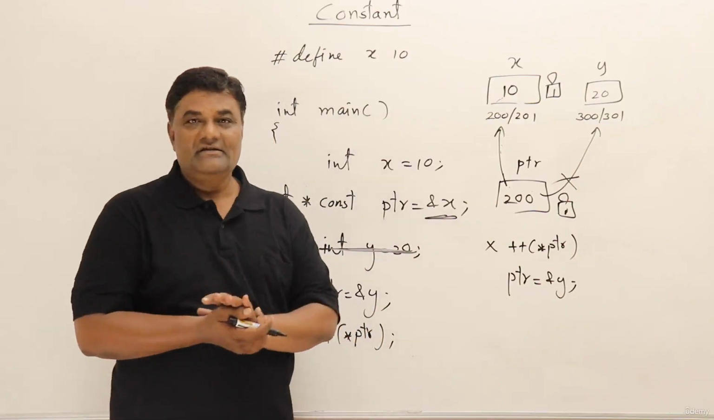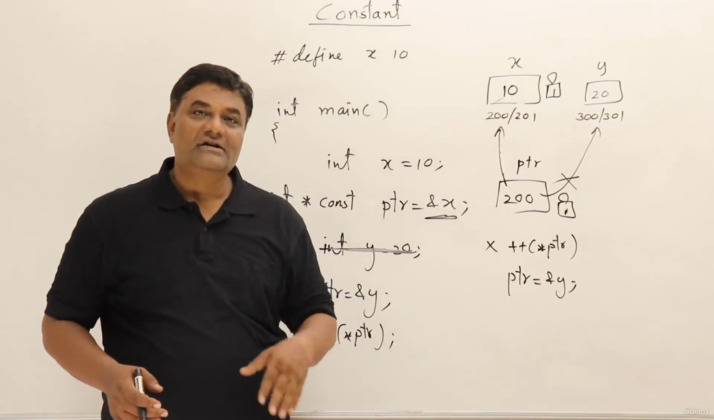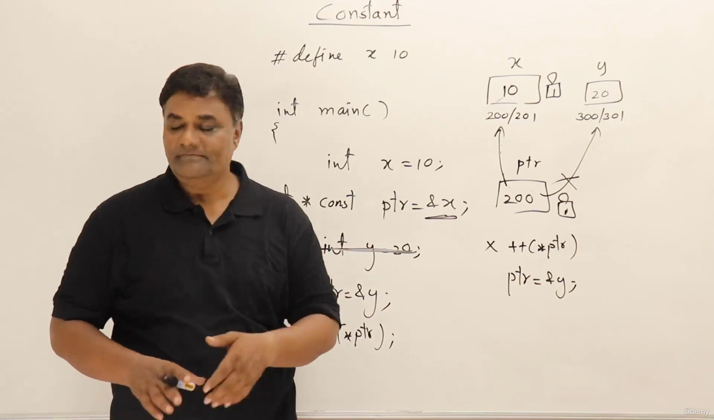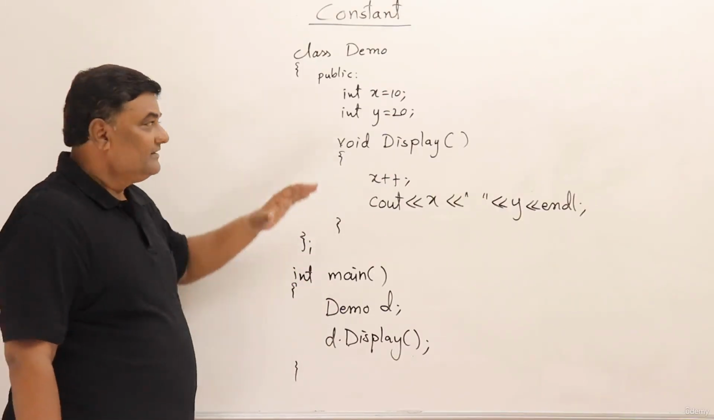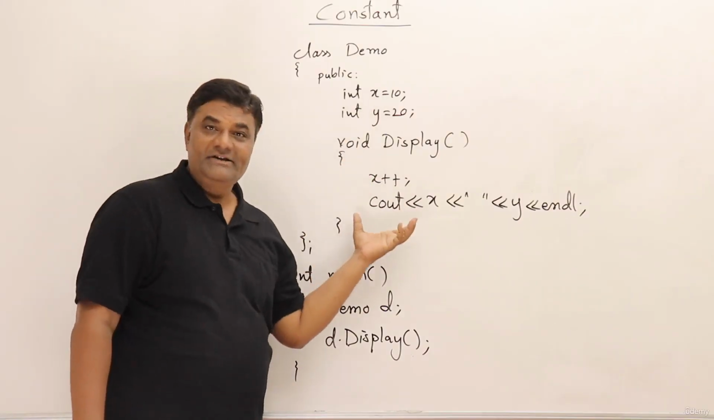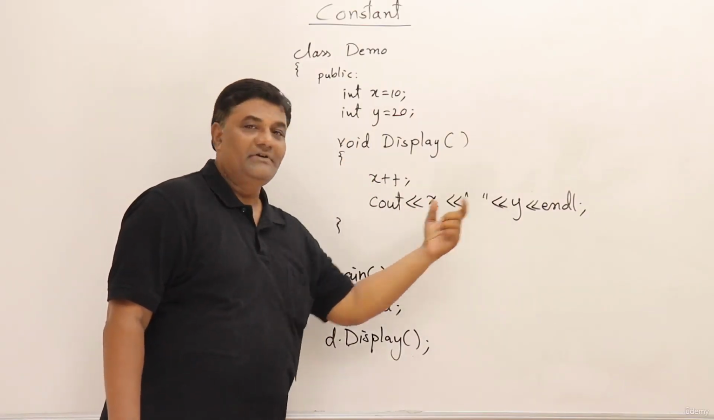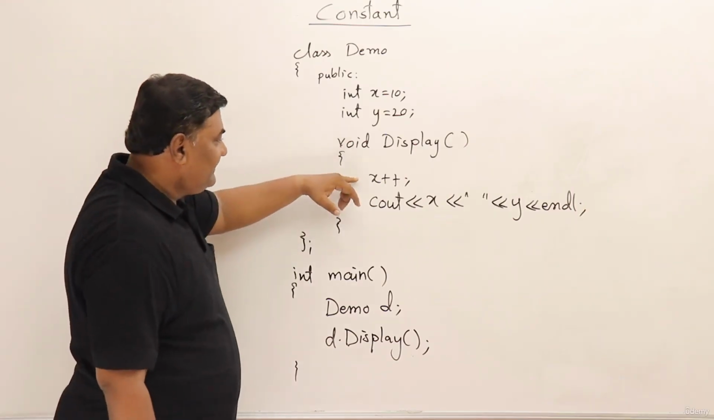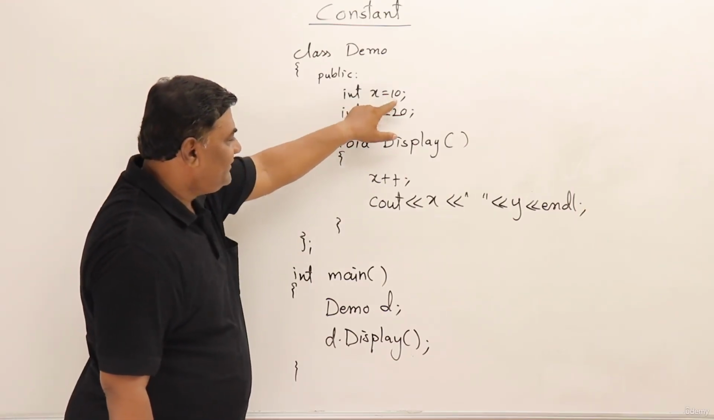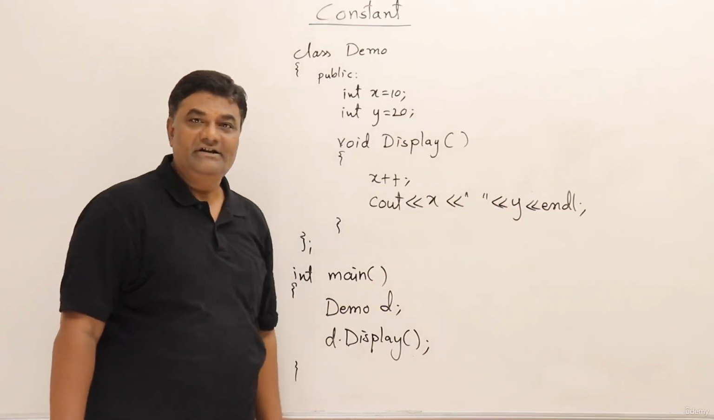Now next, let us look at the const keyword in functions. Let me write the example and show you. I have a program here. This is a class Demo having data members x and y and a display function. This is incrementing the value of x and displaying x and y. If you check here, display is incrementing the value from 10 to 11, then it is displaying 11, and y is 20, so 11 and 20.